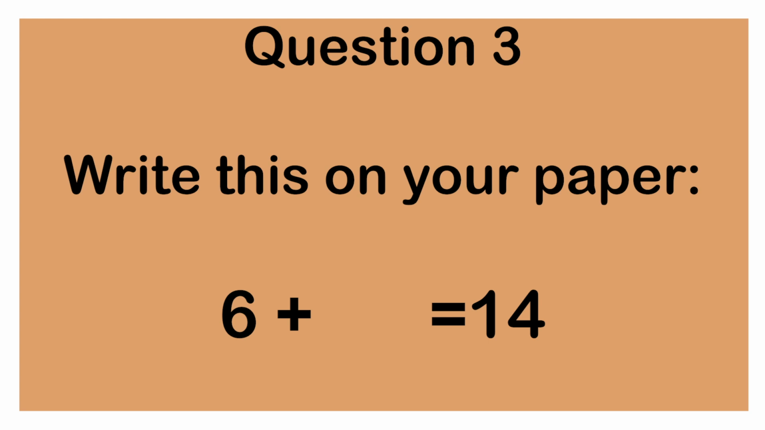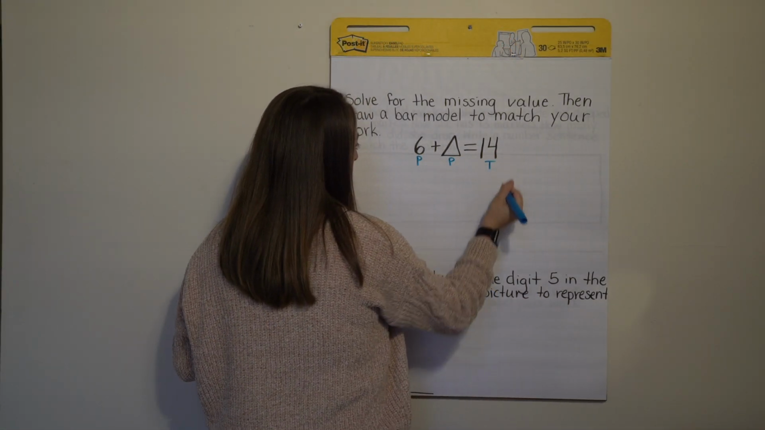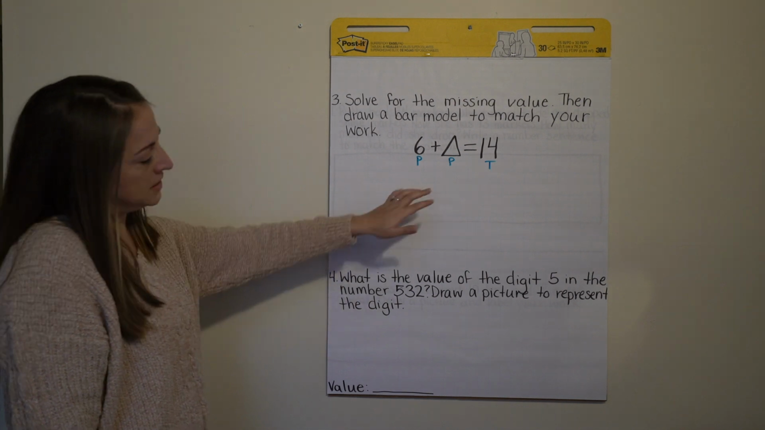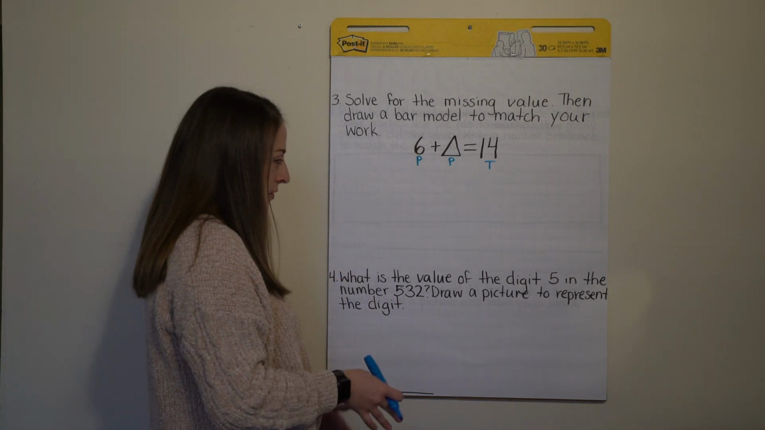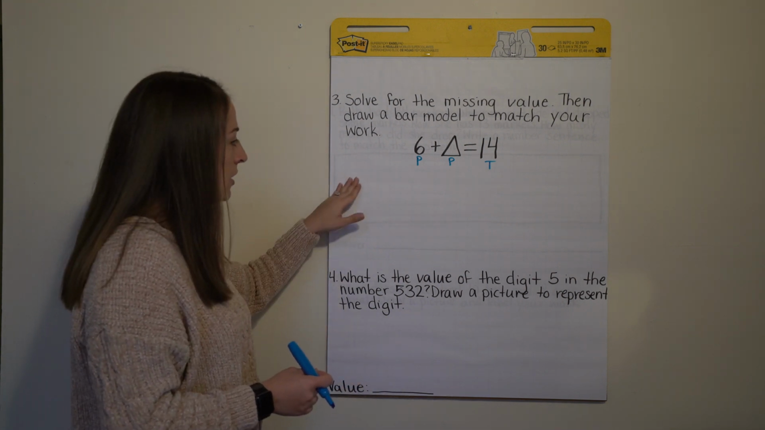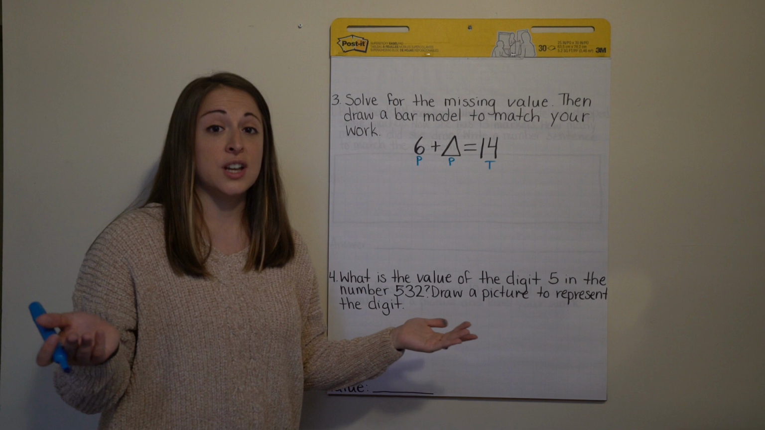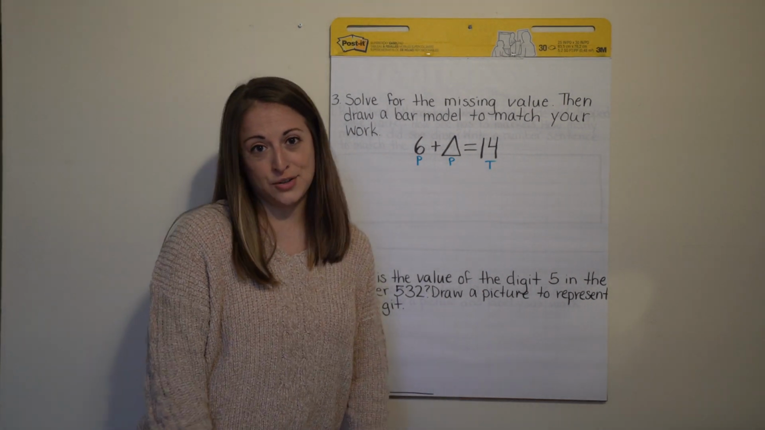So our parts are right here and our total is 14. We are missing our part. We can solve this in many different ways. Take the time to do a strategy down here, and if you have extra time left over, you can try 2 strategies. So you can do that now.